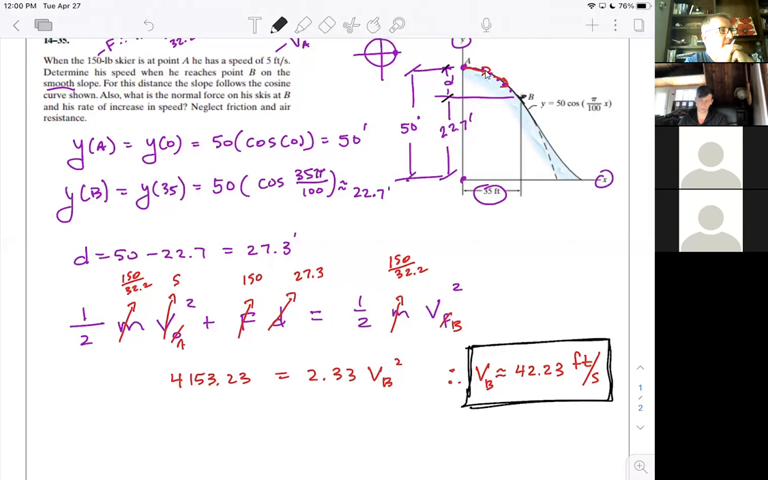So cool. Well, I haven't even read the rest of the question. For this distance, the slope follows the cosine curve shown. Also, whew, tough problem. What is the normal force on his skis at B and his rate of increase of speed? And again, I like that they said neglect friction and air resistance. Those are a thing. There is going to be friction, there is going to be air resistance. But they said ignore them, not that they don't exist. That should worry you. What's normal force?